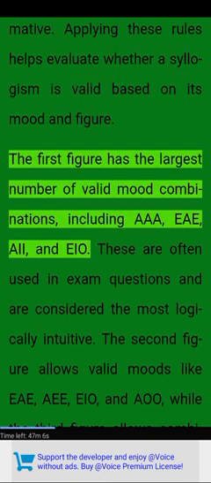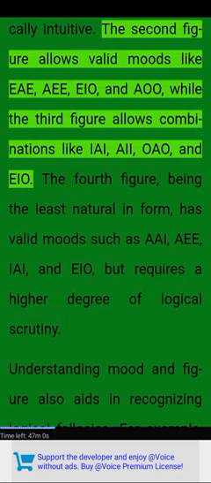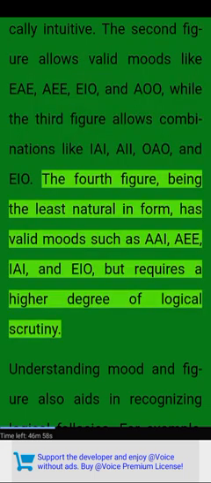The first figure has the largest number of valid mood combinations, including AAA, EAE, AII, and EIO. These are often used in exam questions and are considered the most logically intuitive. The second figure allows valid moods like EAE, AEE, EIO, and AOO, while the third figure allows combinations like IAI, AII, OAO, and EIO. The fourth figure, being the least natural in form, has valid moods such as AAI, AEE, IAI, and EIO, but requires a higher degree of logical scrutiny.